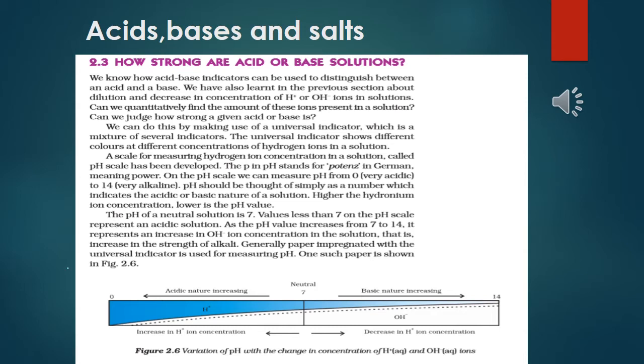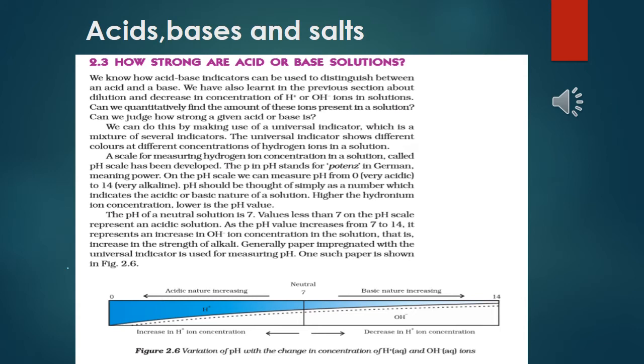So the pH of a neutral solution is always 7. If it is less than 7 on the pH scale, then we can say it is acid. And if it is more than 7, then we can say it is base. It represents an increase in OH negative ion concentration in the solution, that is, an increase in the strength of alkali. Generally, paper impregnated with the universal indicator is used for measuring pH.